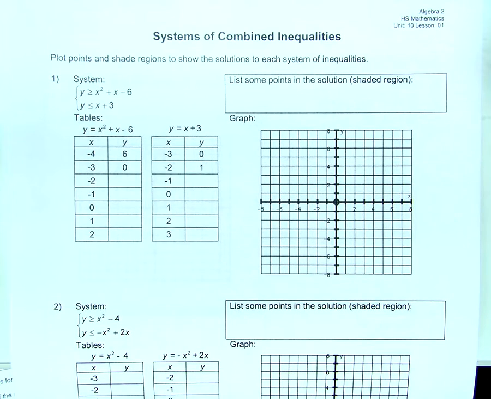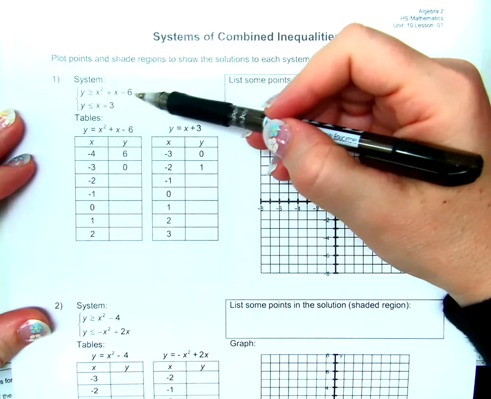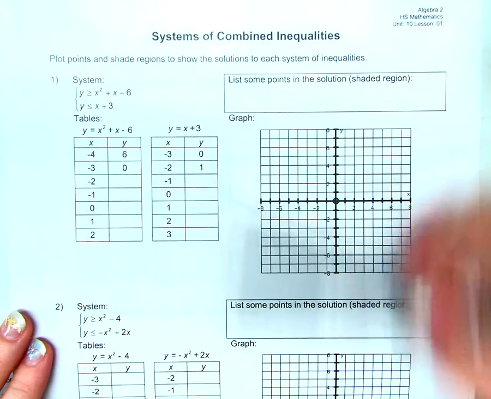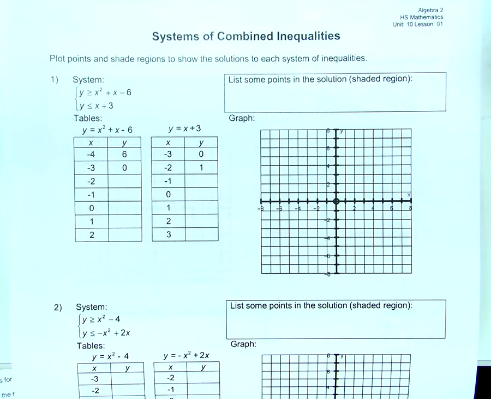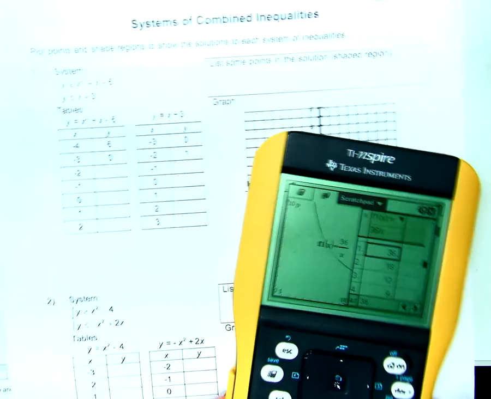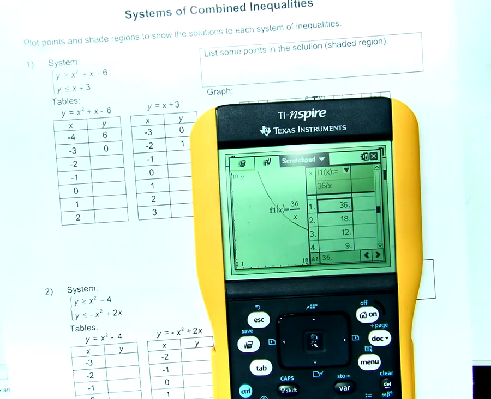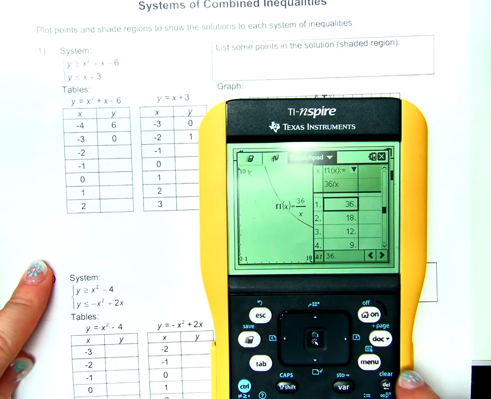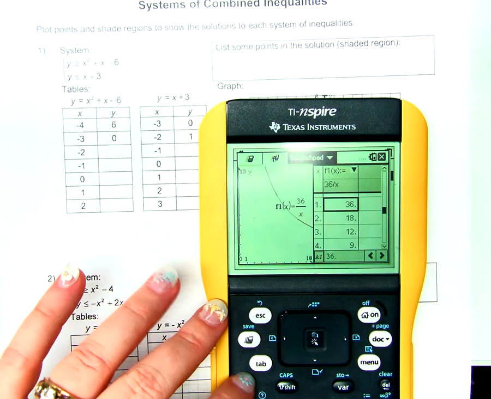Okay, so let's look at this system right here. This is the system of inequalities. We have two that we're dealing with right now. How do we get the points for these values? You want to do that? Okay, we can put the equation into our calculator. Control T.